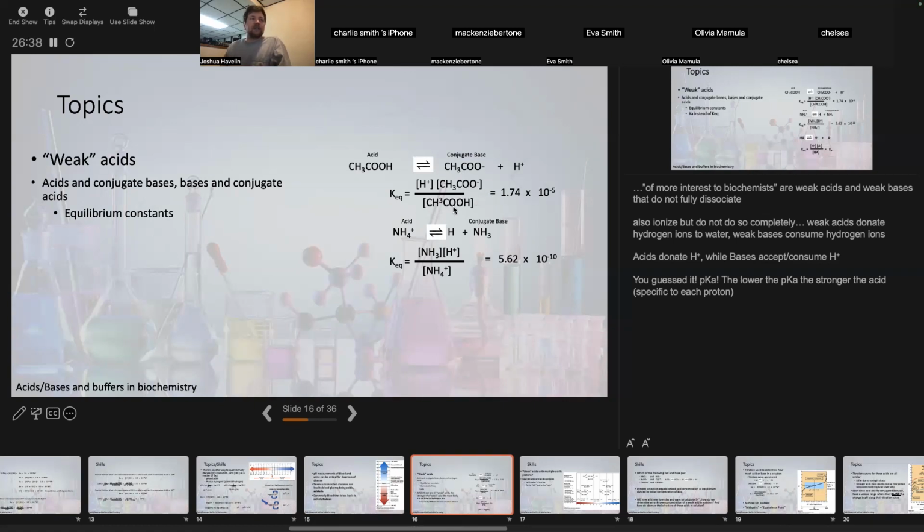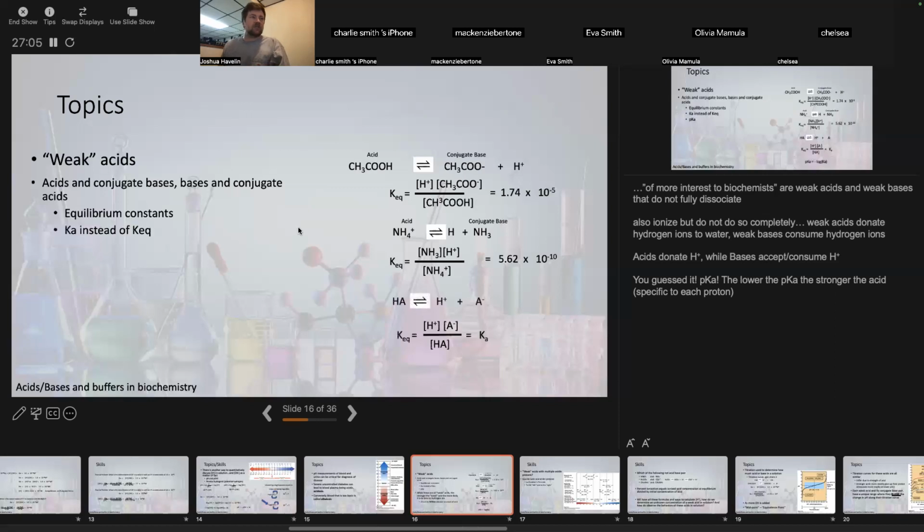And so these values more or less fall under textbook values, again, at 25 degrees Celsius and room temperature. So the KEQ of acetic acid is, under these conditions, always 1.74 times 10 to the negative fifth. Much smaller than 1. So the reaction here favors the reactants as opposed to the products.